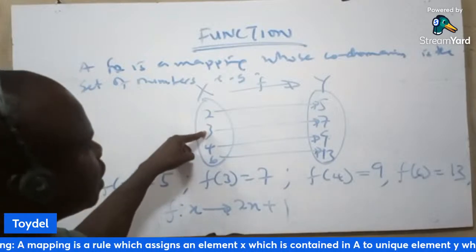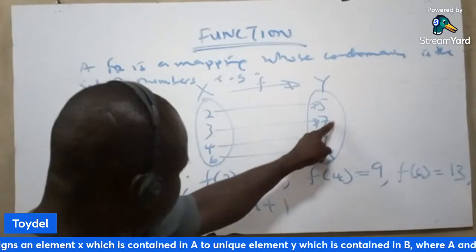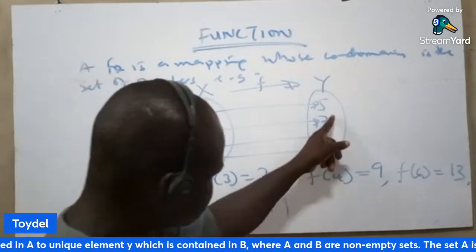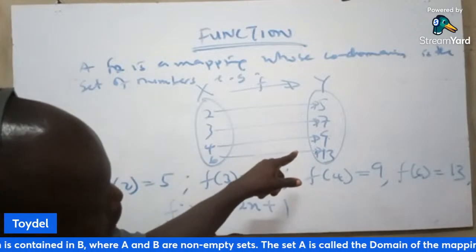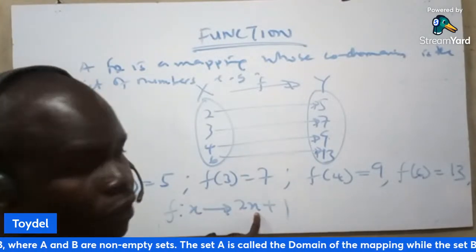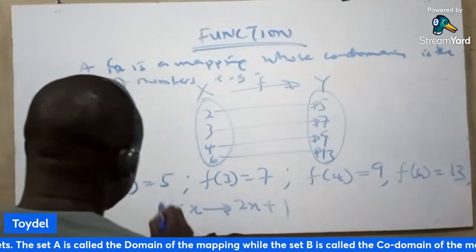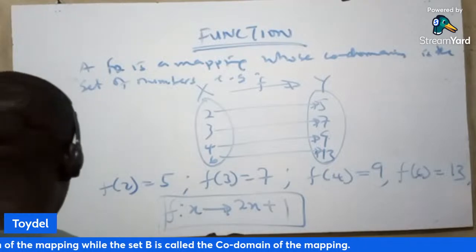When x equals 3 here, an element under the domain, what is y? 7. How do we get that 7? We say when x equals 3, we have 2 times 3, 6 plus 1, 7. When x equals 4, the image there is 9. Then we say 2 times 4, 8 plus 1, 9. And in that order. So it shows that the function is defined as what I have there.